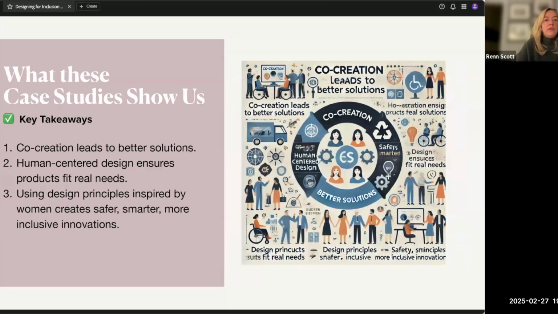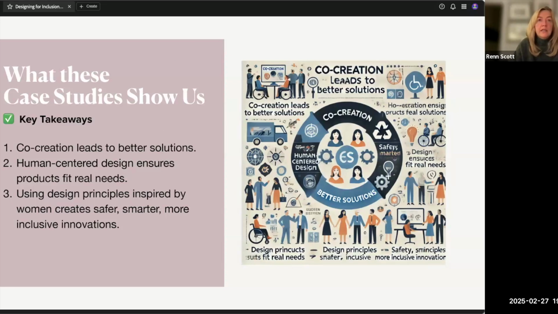Okay, so what do these case studies show us? Co-creation leads to better solutions. I think you will agree. Human-centered design ensures that a product will fit real needs, not the ones that we assume or the ones that we imagine when we're thinking about the people that we're designing for, and inspired by them. We see that the end result, the outcomes, can be quite different than what we assumed they might have been. And using design principles inspired by women, if I reflect back on the Bombardier example, will create a safer, smarter, and more inclusive innovation.